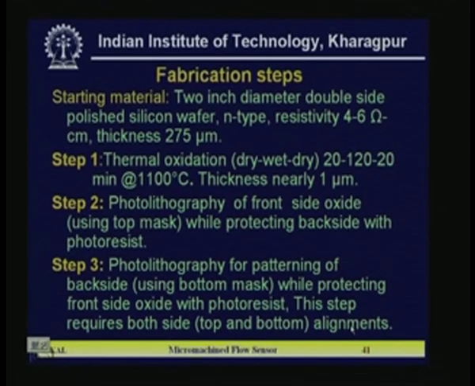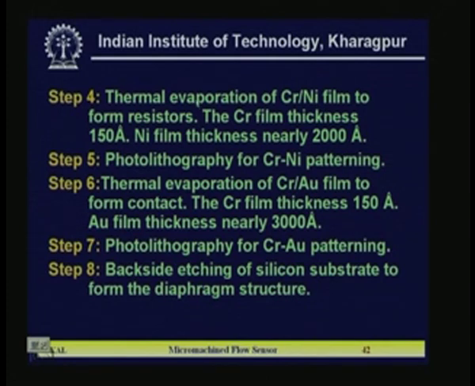Now, the fabrication steps are almost similar to the other one. First you have to grow the thermal oxide, then photolithography of the front side oxide, then photolithography and patterning of the back side oxide. The only difference is that there it was a single resistance, but here you are using 4 resistances along with the heater. Step 4 is thermal evaporation of chromium nickel film, then pattern it, then you deposit chromium gold film, then pattern it, and the last step is the backside etching of the silicon substrate to get the diaphragm structure. So, that is the total fabrication process.